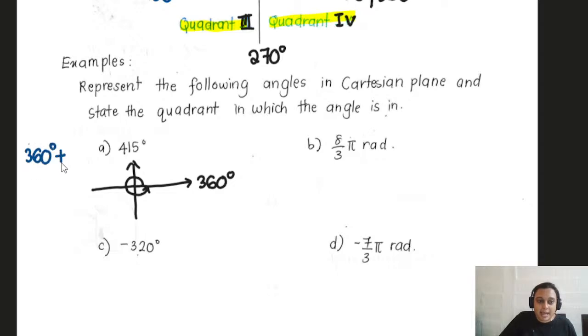360 plus what value you get 450? So tambah berapa dapat 415? Okay, so we tolak first. 415 minus 360, so 55. Okay, so you need to find 55 here.